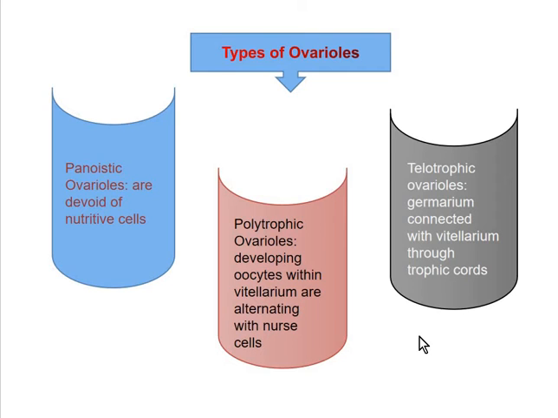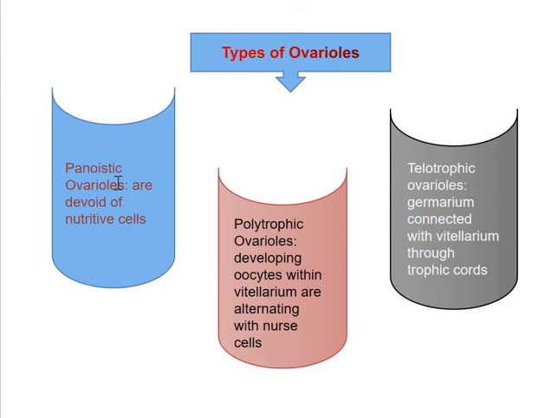The meroistic ovarioles are subdivided again into two subtypes, that is the polytrophic and telotrophic, according to the location of the trophocytes in the vitellarium or the germarium respectively. Here are the types of ovariole: panoistic ovariole, then polytrophic ovariole as well as telotrophic ovariole.